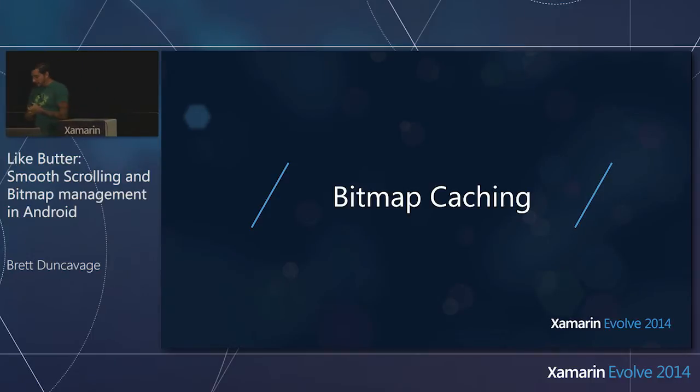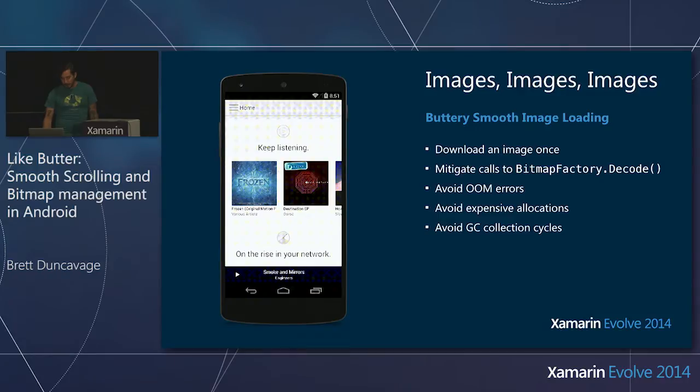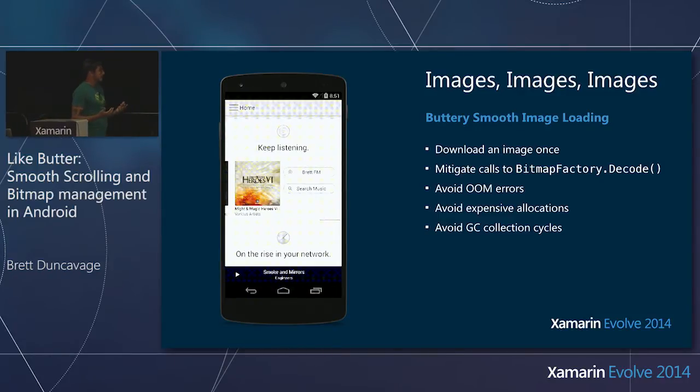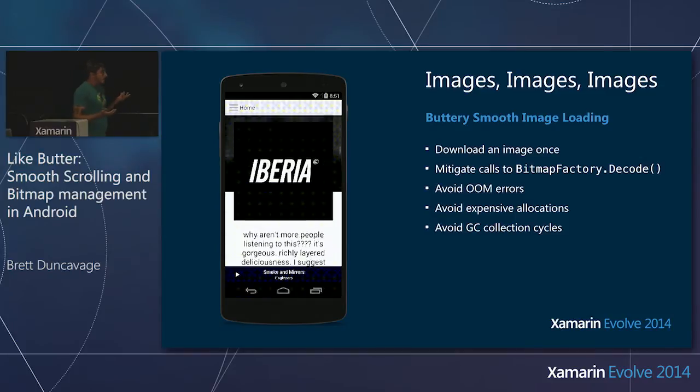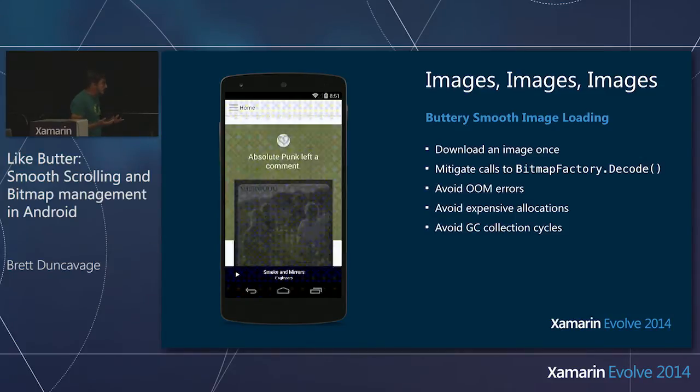But so we'll get to bitmap caching. It's a complicated topic, but it makes sense, right? Because images are everywhere, right? If your app doesn't have a lot of images in it, it doesn't look very exciting.